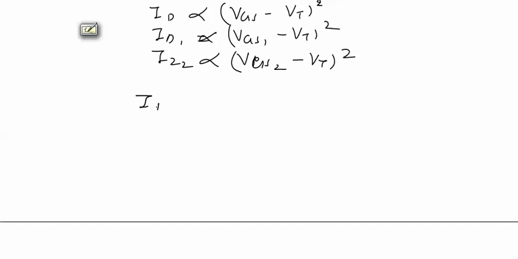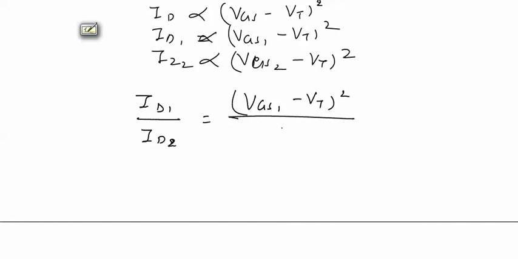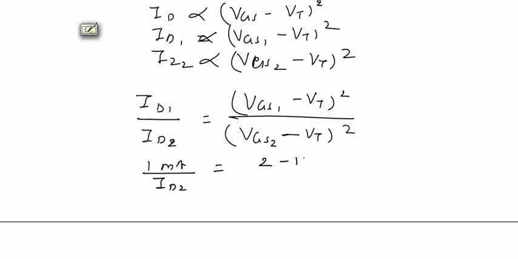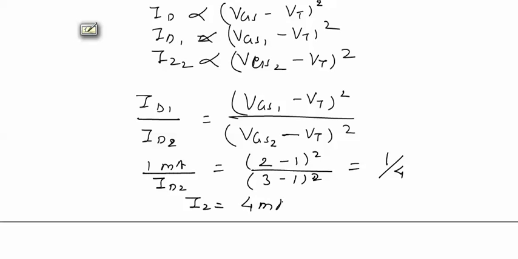So we will have this equation: ID1 upon ID2 will be equal to VGS1 minus VT whole square divided by VGS2 minus VT whole square. ID1 is given 1 milliampere divided by ID2 will be equal to VGS1 is equal to 2 volt. So 2 minus 1, VT equal to 1, whole square divided by 3 minus 1 whole square will be equal to 1 by 4. So ID2 will be equal to 4 milliamperes.